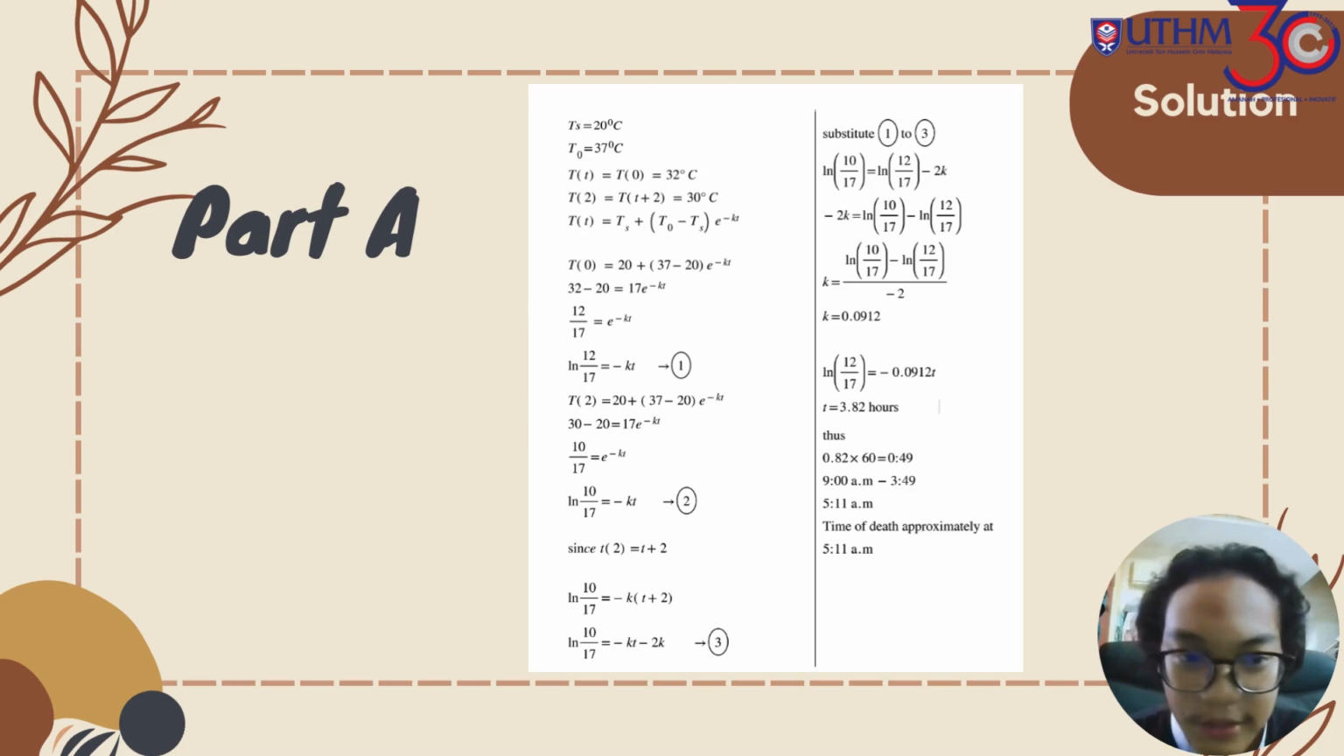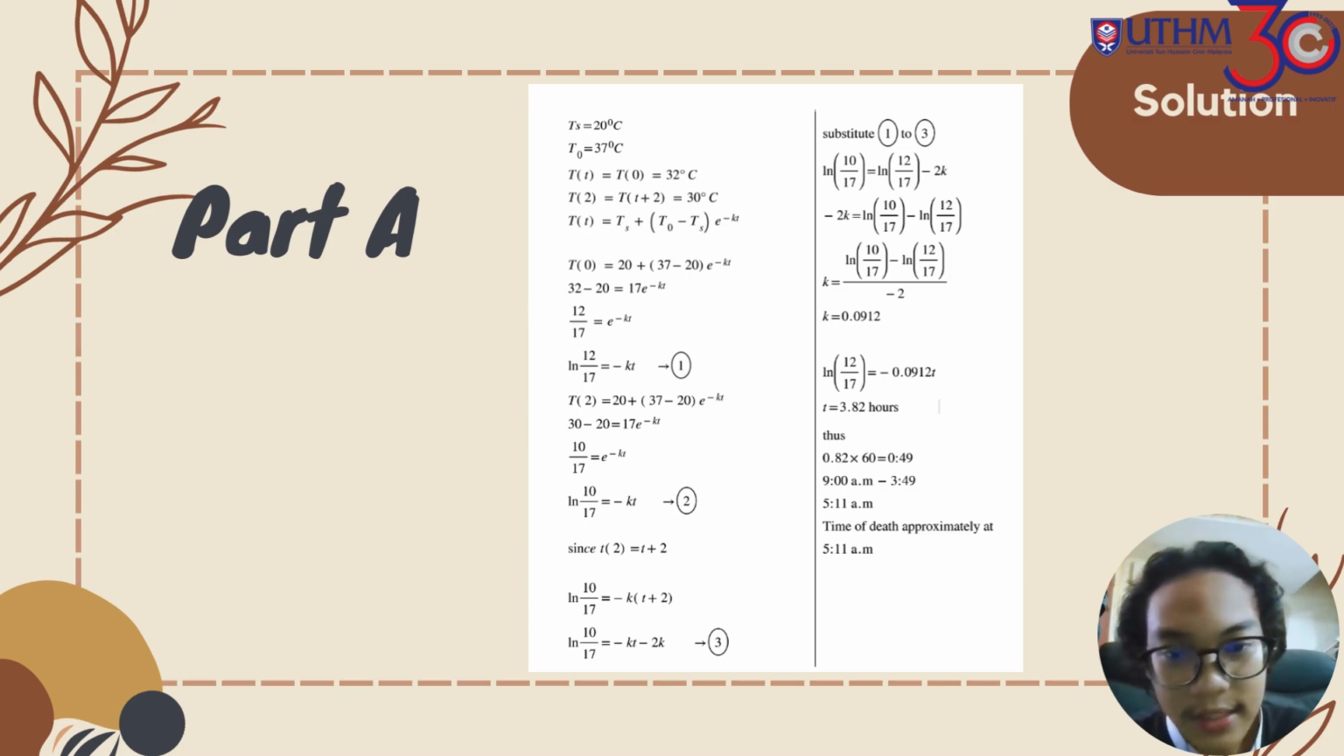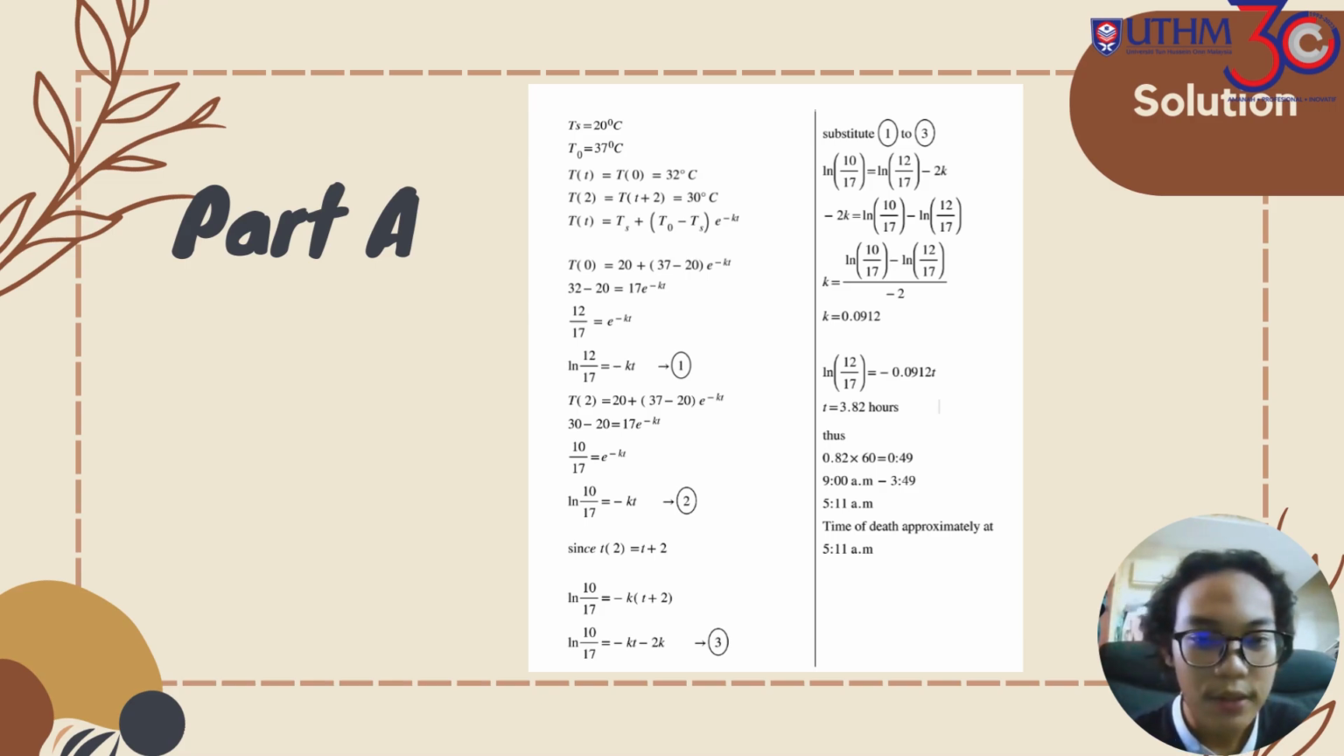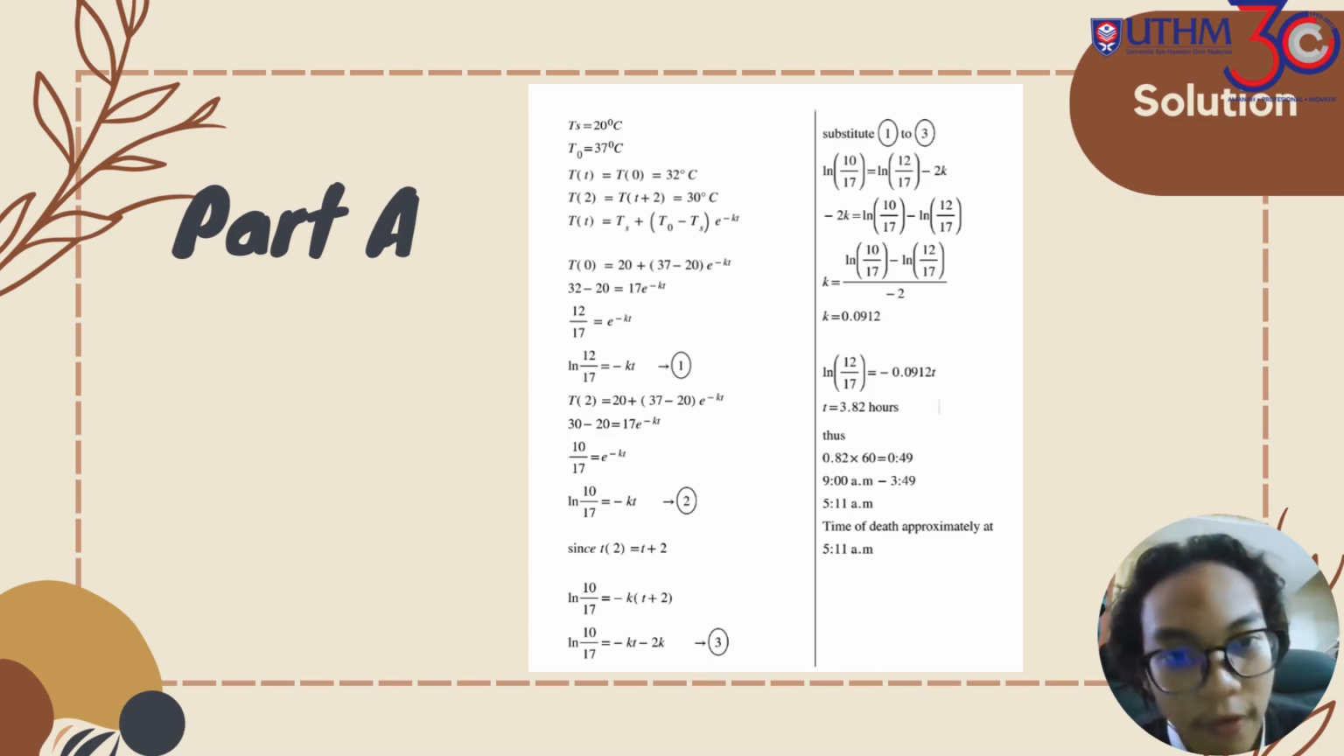So we just open the bracket and simplify it further. So ln 10 over 17 is equal to negative KT minus 2K. Okay, that is our third equation. Next is very simple. Just substitute the first formula into the third formula. So ln 10 over 17 equals ln 12 over 17 minus 2K.